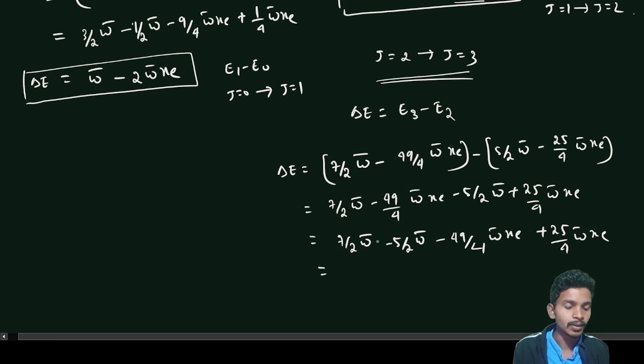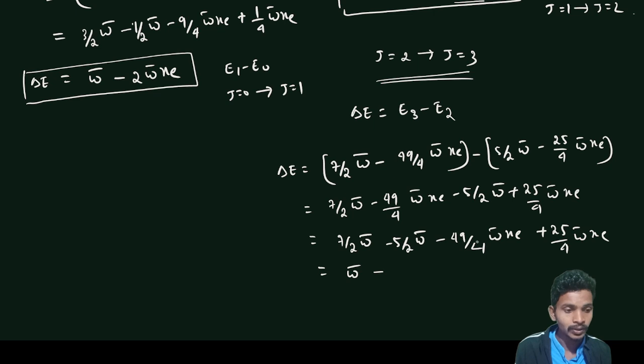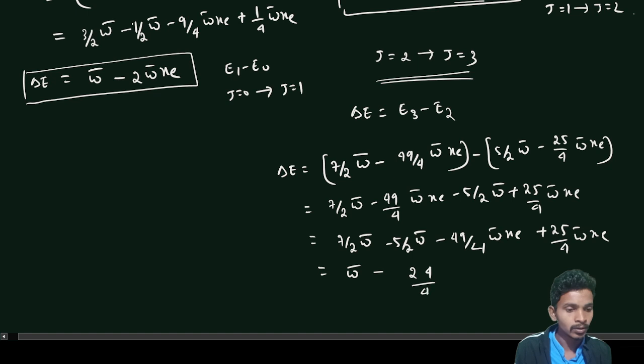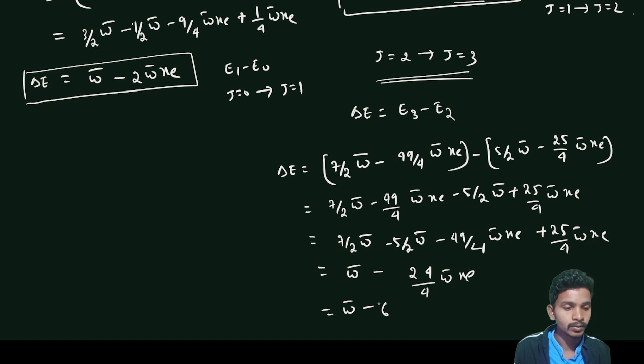So if I do it, what value do I get? I get omega, and this value is 49 minus 25, that is 24 upon 4 omega xe. That is, I'm getting omega minus 6 omega xe.